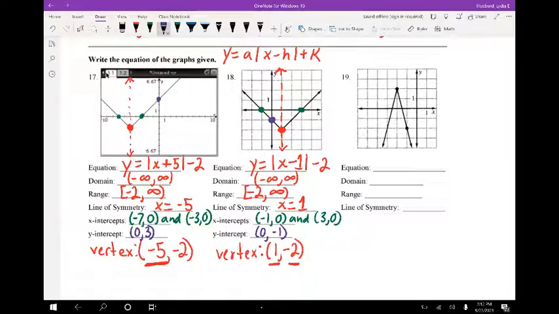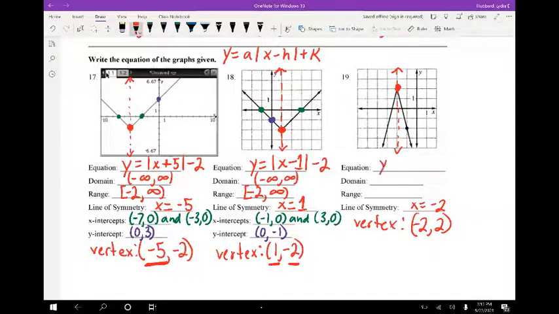Okay. And finally, number 19. So number 19 is maybe a little bit trickier, but let's start with the line of symmetry. So we have it right here. Again, it's where we can fold our graph over on itself. So that's going to be x equals negative 2. Okay, and we can also identify our vertex. So our vertex is happening right here, and that is negative 2, comma 2.